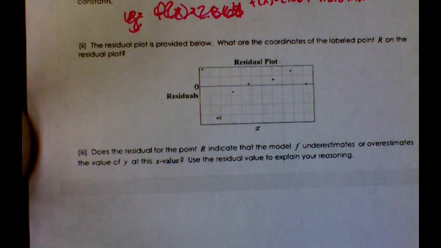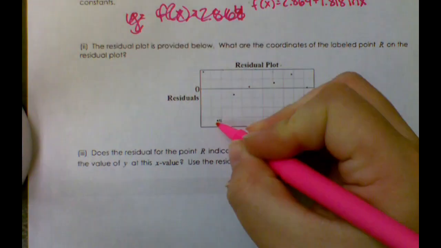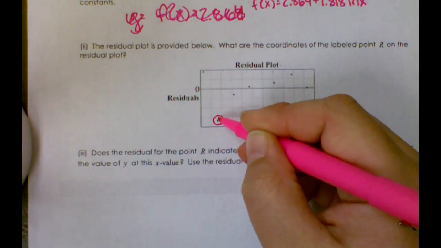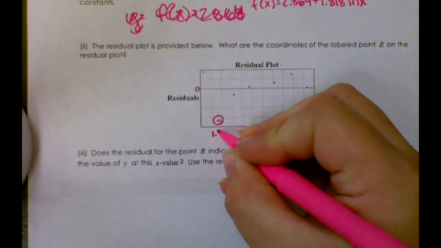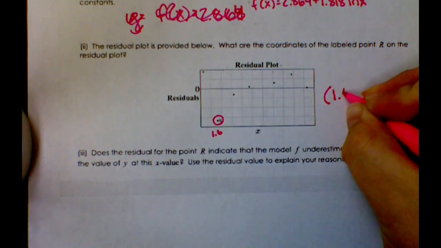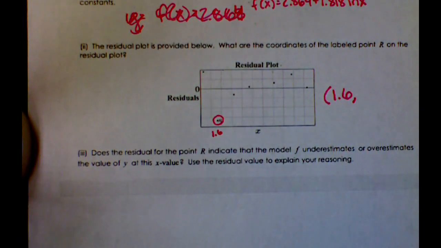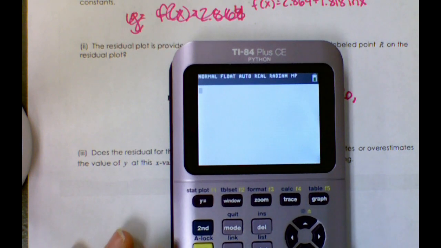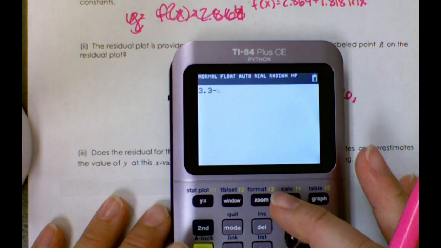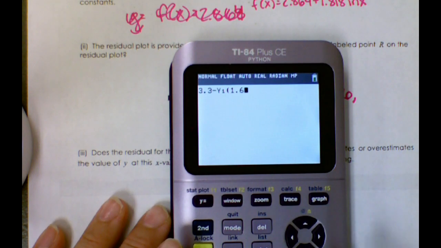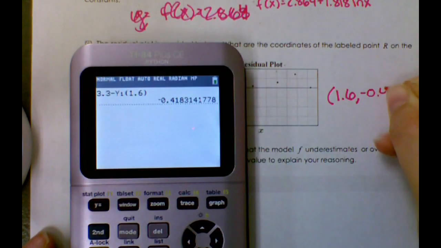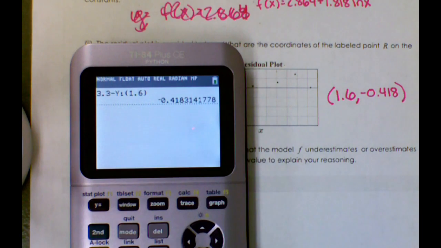I want to know the coordinates of point R. The point R is right here. Well, this is quite clearly the second dot in my table. So that x value is definitely going to be 1.6. Now we have to find the residual for 1.6. Well, remember, to get the residual, I take my actual minus my predicted. My actual is 3.3. My predicted will be what I get when I plug 1.6 into the function I just made. So I get negative 0.418, approximately, because we'll go 3 decimal places.